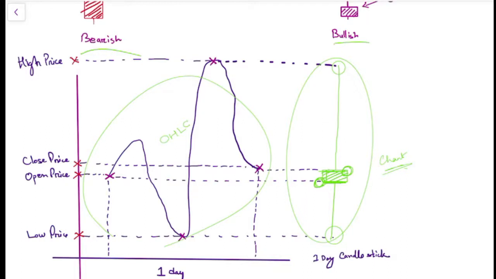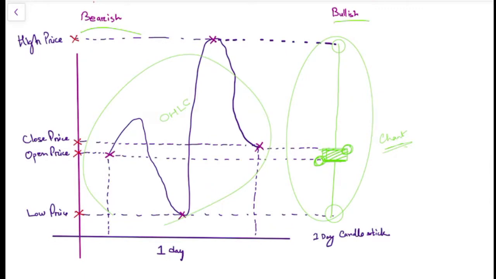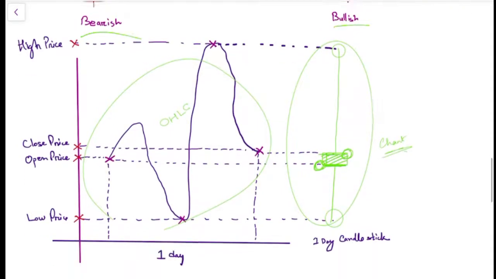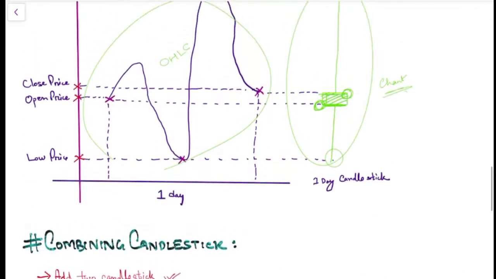So traders generally combine 3-4 candlesticks, and they also combine this with some area chart and some trend chart, and then they do the trading. They don't do the trading by looking only into the candlestick. They do trading by looking into 2-3 other factors. So we'll also understand how to combine the candlesticks.